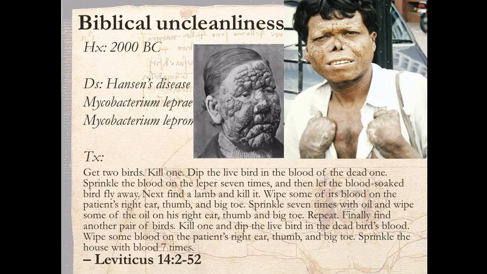Another excuse was biblical uncleanliness. 2,000 years before Christ, there was this disease. It didn't have the name Hansen's disease at the time, but it was one of the most common diseases or plagues on man. Today we call it leprosy, and they actually call it leprosy in the Bible too. But they assumed that leprosy was a punishment from God for being a sinner. What's interesting is the treatment they used: get 2 birds, kill one, dip the live bird in the blood of the dead one, and sprinkle the blood on the leper 7 times. It was this ritual they went through.